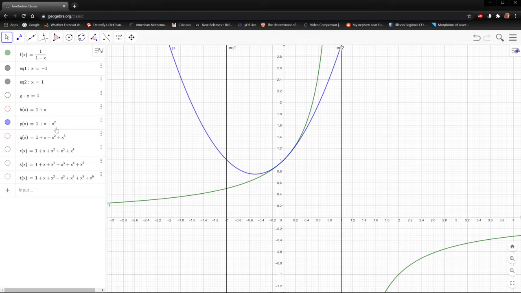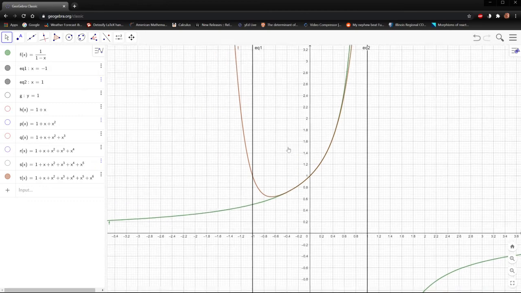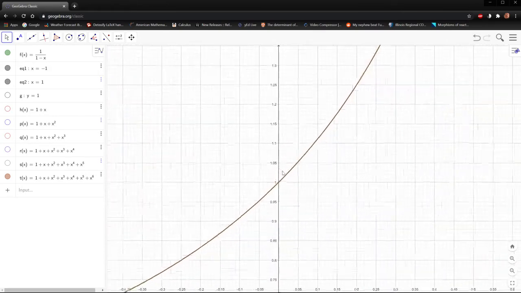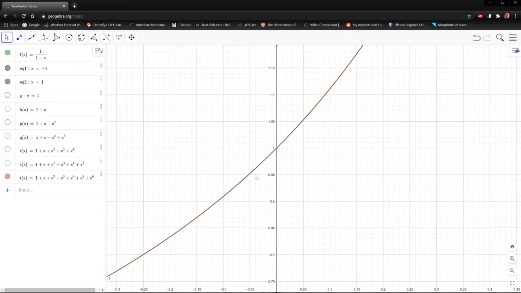Next, add on another term to get 1 plus x plus x squared, and it's starting to look even better. Next, it's cubic, so the sum of 1, x, x squared, and x cubed, it's starting to look even better. Even better. Indeed, if we zoom in, then the two curves are completely indistinguishable from one another.